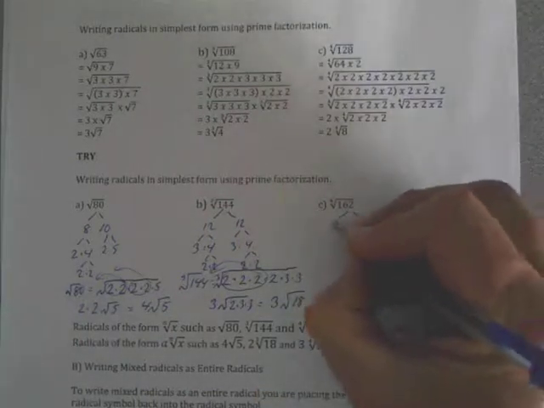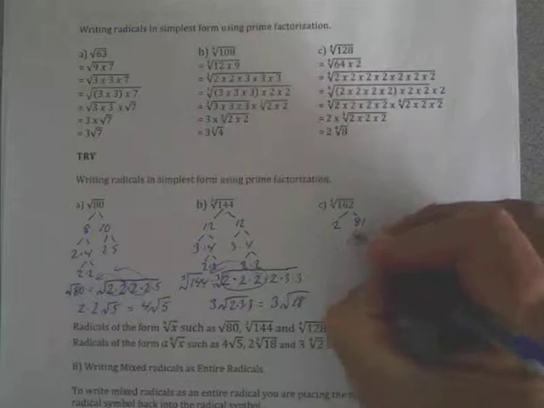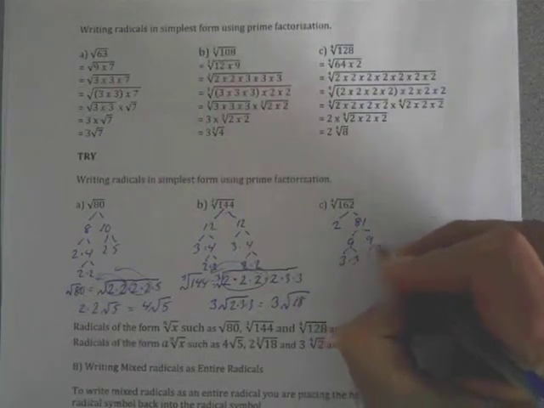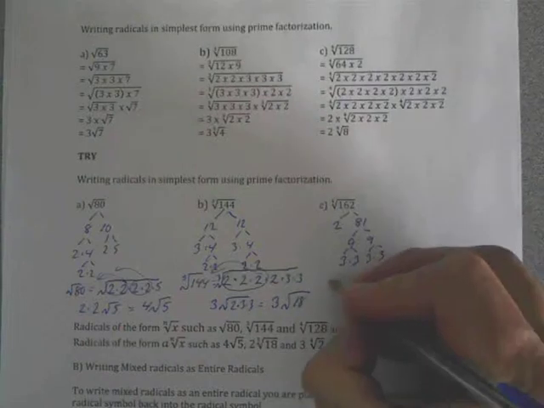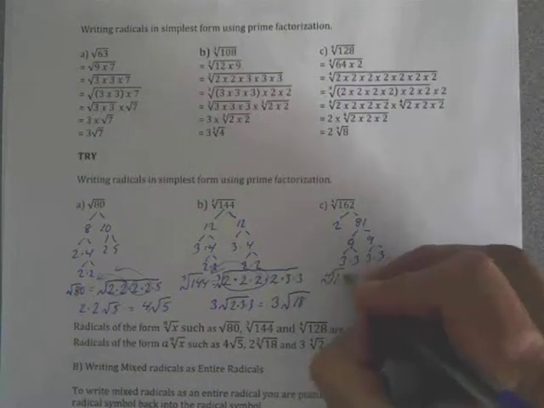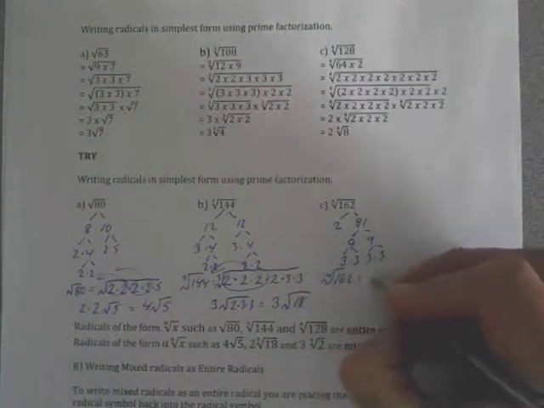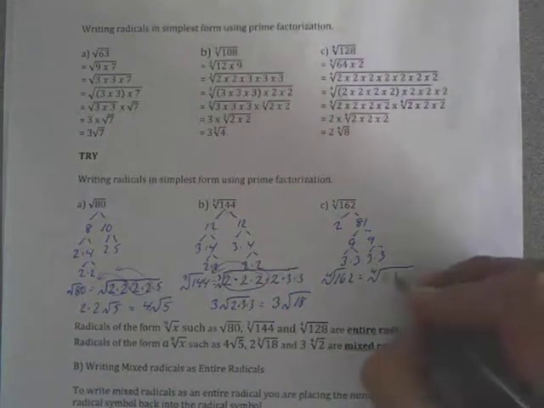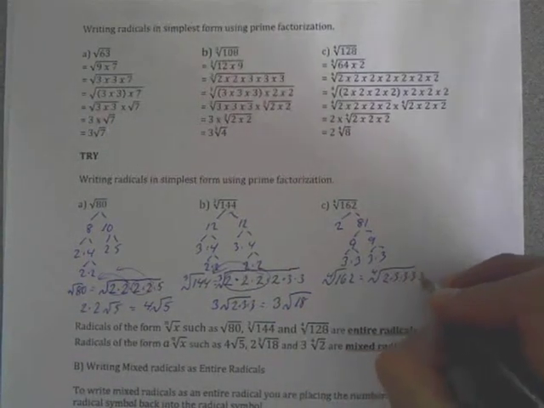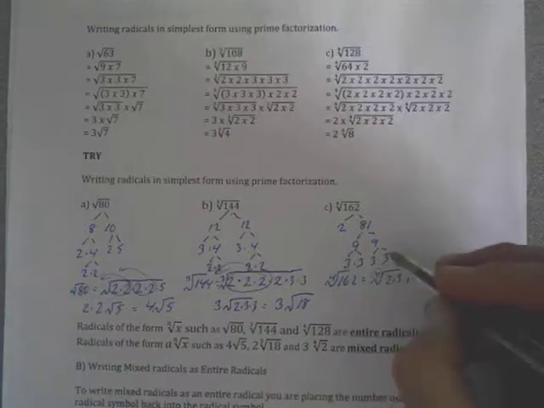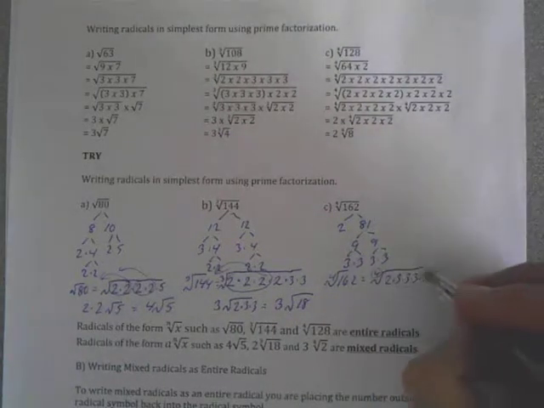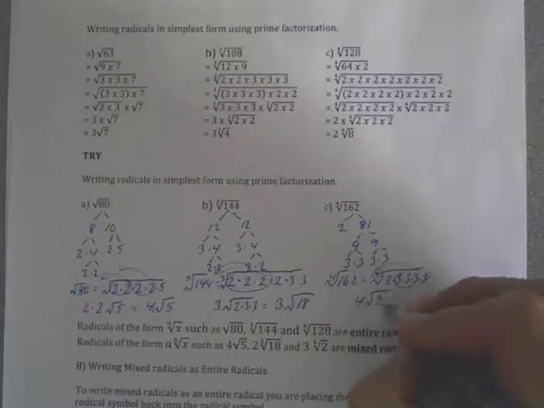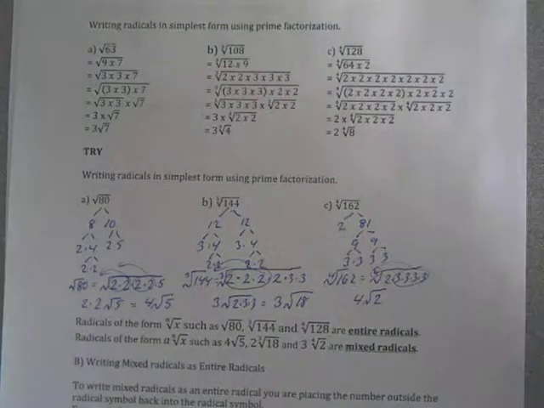Next, 162. I know 2 goes in there, and it goes into the remainder 81 times, which gives me 9 times 9, which is 3 times 3 and 3 times 3. So the fourth root of 162 in prime factorization is going to be 2 times 3 times 3 times 3 times 3. Once again, the 4 in the index tells me I'm looking for a group of 4 of the same numbers. So I have four 3s here, bring it out. I'm left with 3 fourth root 2, and there's the answer.